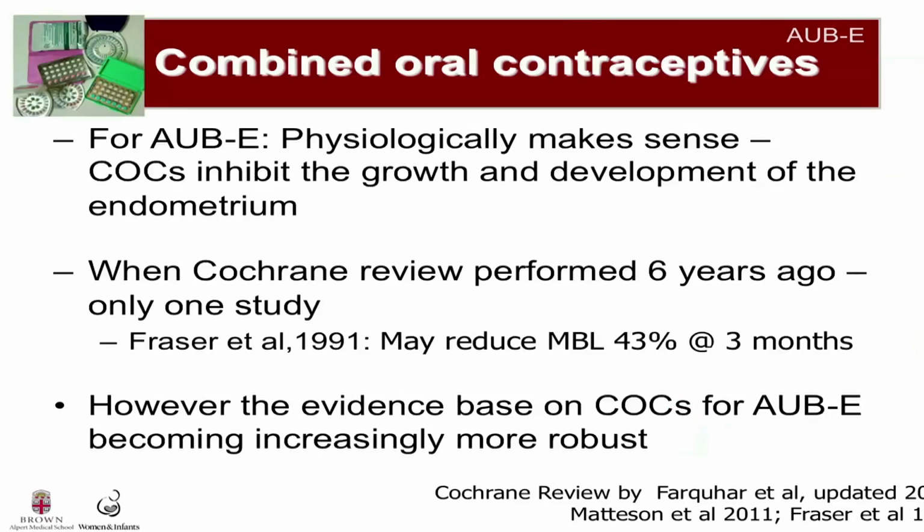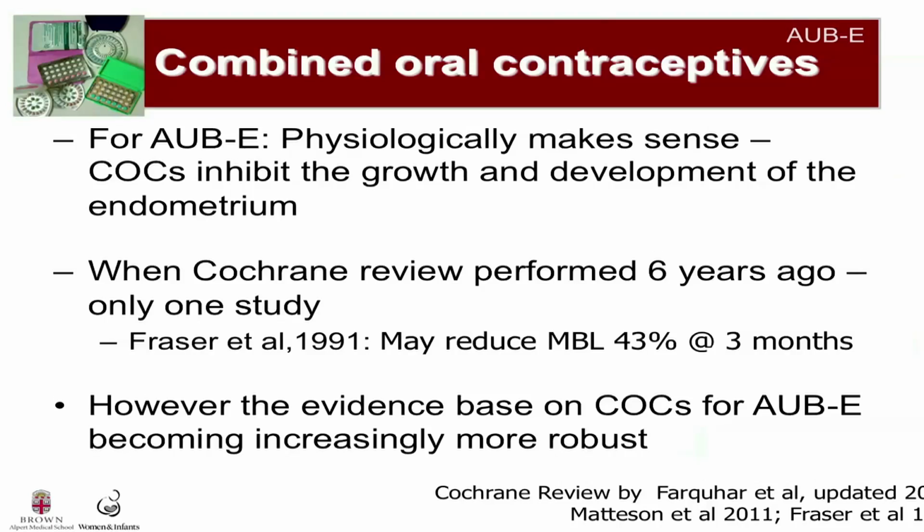The next treatment we'll talk about is combined oral contraceptives. Physiologically, it makes sense that oral contraceptives would work in treating abnormal uterine bleeding by inhibiting the growth and development of the endometrium. When the Cochrane review was performed about 6 years ago, there was only one study by Fraser et al., which compared combined oral contraceptives, danazol, and 2 different NSAIDs for treatment with heavy and regular bleeding. Though they found no differences between the groups, the 6 women treated with combined oral contraceptives had a 3% reduction in menstrual blood loss at 3 months.